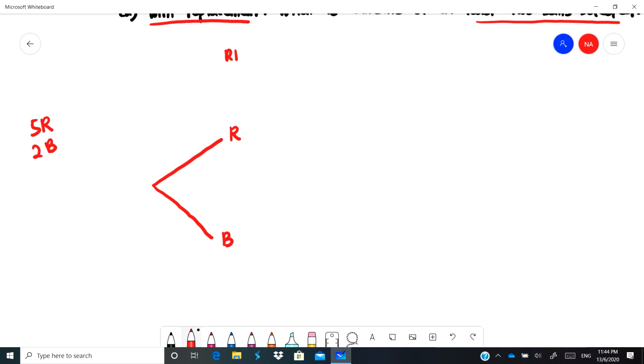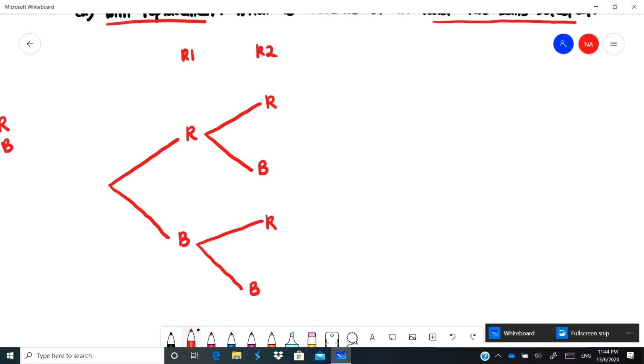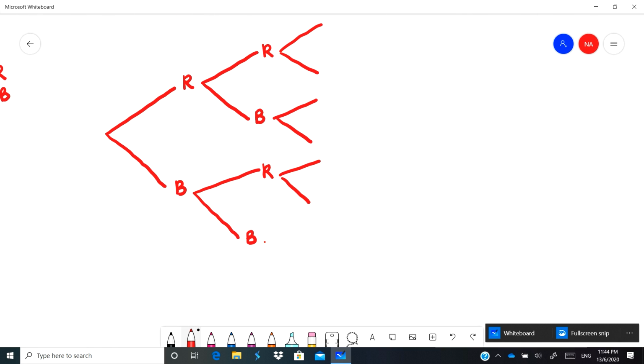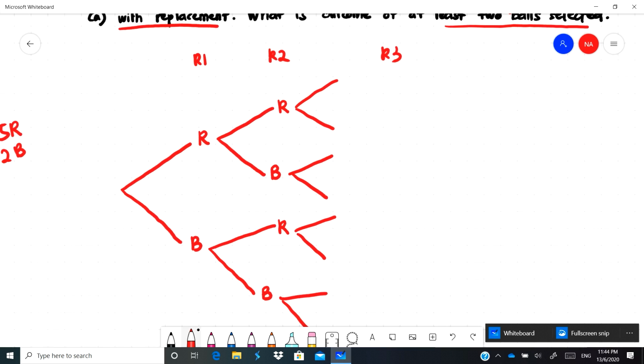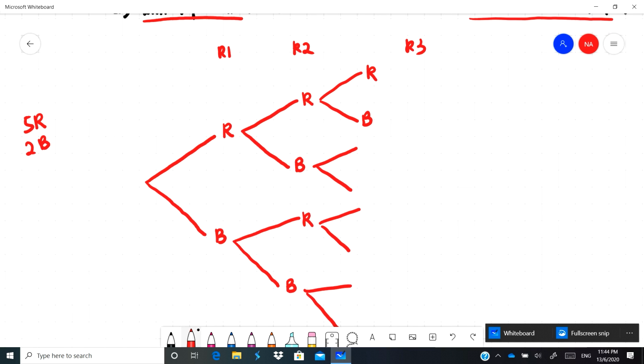For round 2 we try to take the ball. It can be red or it can be blue. Same goes to this one, it can be red or it can be blue. Because we want to take 3 balls, round by round, for round 3 we try to draw another ball. It can be red or it can be blue. This one also can be red or blue. Still we have 2 blue balls.